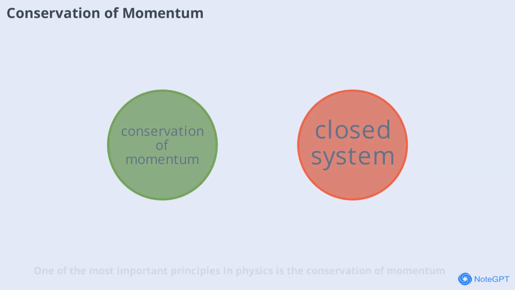One of the most important principles in physics is the conservation of momentum. This law states that in a closed system where no external forces act, the total momentum remains constant. For example, when two ice skaters push off from each other, they move in opposite directions, but the total momentum before and after they push remains the same. This principle helps scientists predict the outcomes of collisions and other interactions.